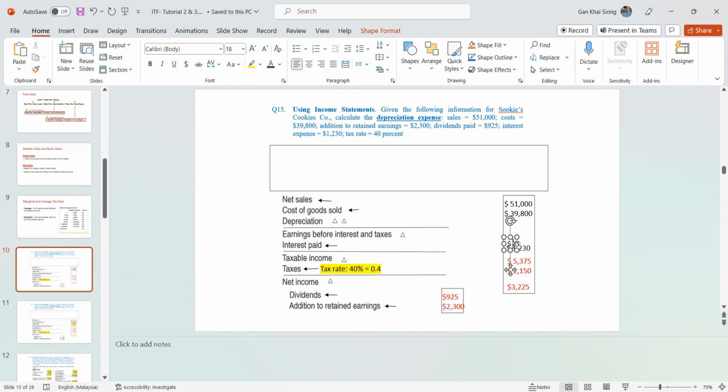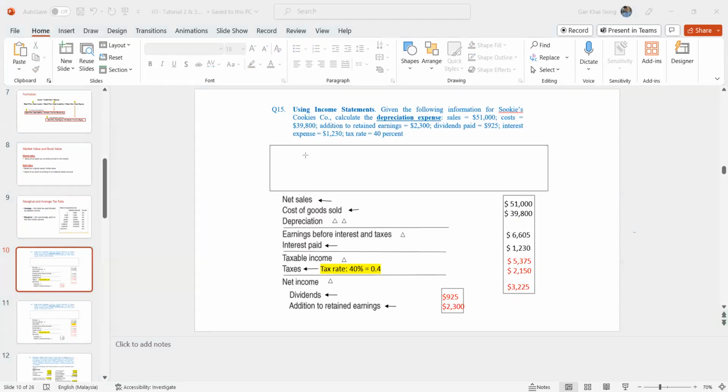So how much is the value? You should be able to get 6,605. You add up 5,375 plus 1,230 equals this amount. Now we can answer the question already. What is the depreciation expense? So I want you all to calculate how much the depreciation expense is then.